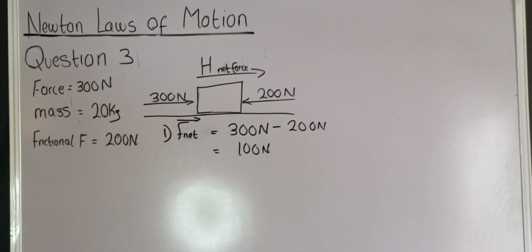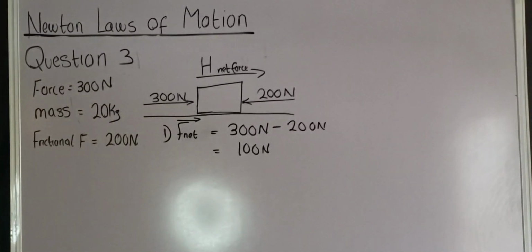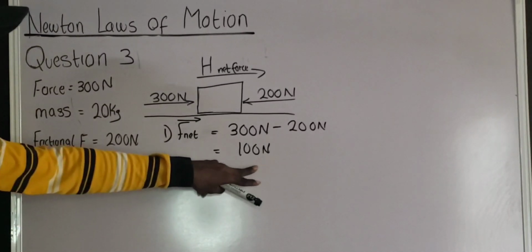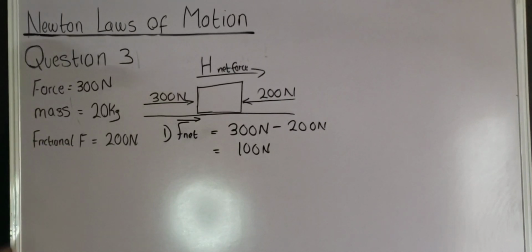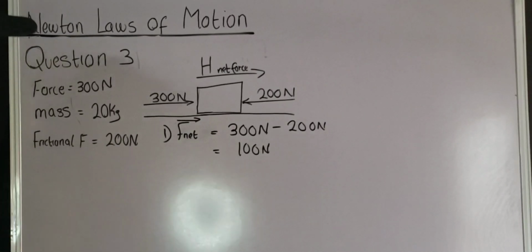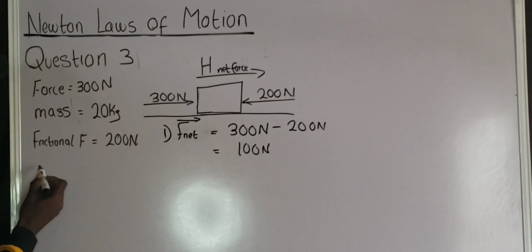We are told to calculate the acceleration of the box. Having known that the force is 100 Newton, we can easily determine the acceleration using Newton's second law of motion. Newton's second law states that the force is equal to the product of mass and acceleration, and the net force of this object is 100 Newton. So we can easily calculate that. That is for question number 2.